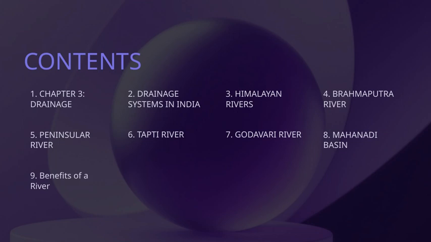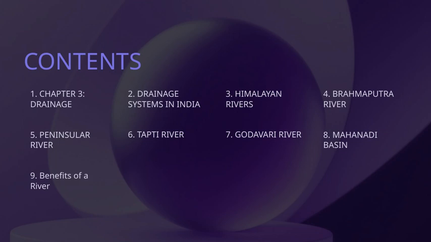and hydroelectric power. Next, we'll look at the Brahmaputra River, one of the major rivers originating from the Himalayas, and its role in the region. The Tapti River will also be discussed. It's a key peninsular river that flows westward into the Arabian Sea. We'll also cover the Godavari River, often called the Ganges of the South, due to its importance in southern India.